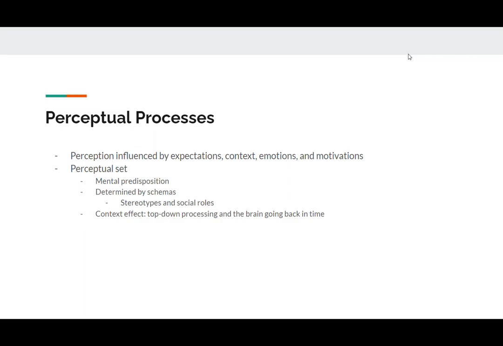perception. Our perceptual set is determined by our schemas, which are concepts that organize information and our experiences. Popular examples of schemas are stereotypes and social roles. The context effect has to do with top-down processing, which we mentioned in our first video in Unit 3, and this is basically how we perceive the information from the senses, and the brain going back in time, allowing a later stimulus to determine how we perceive an earlier one.